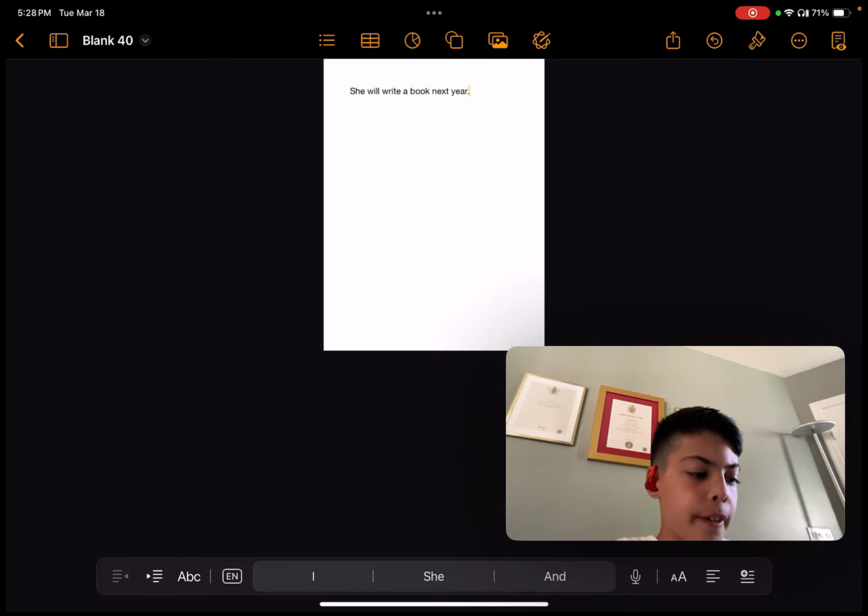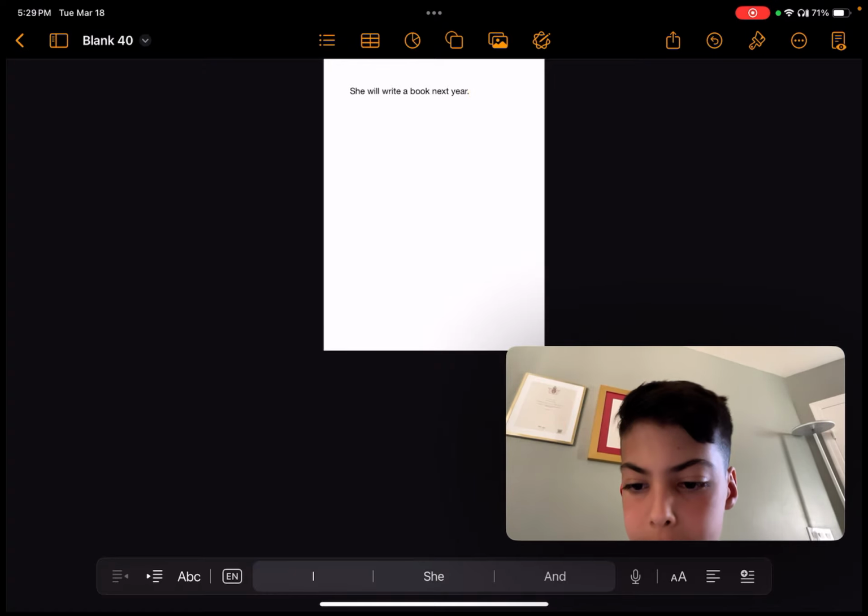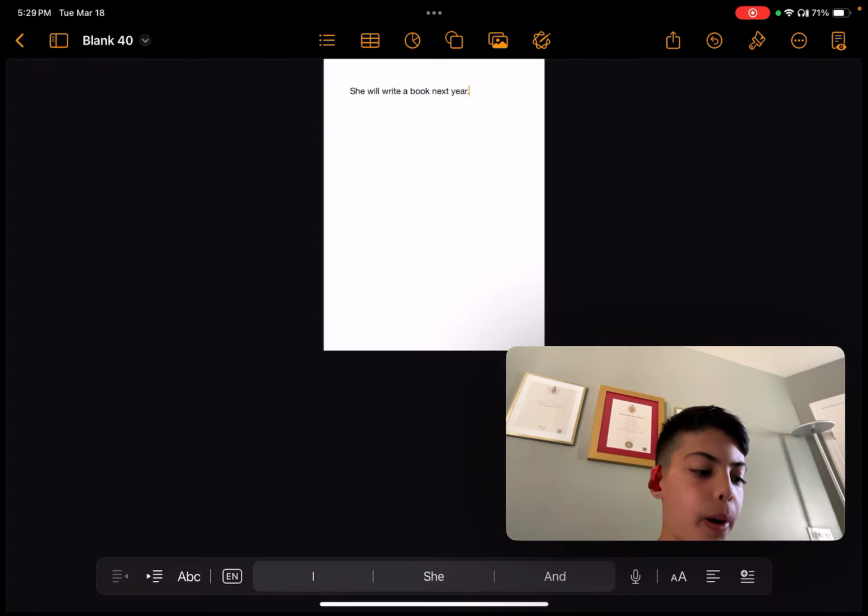That is an example of simple future. Take she will write out: simple, will write in the future. She's going to be writing next year.